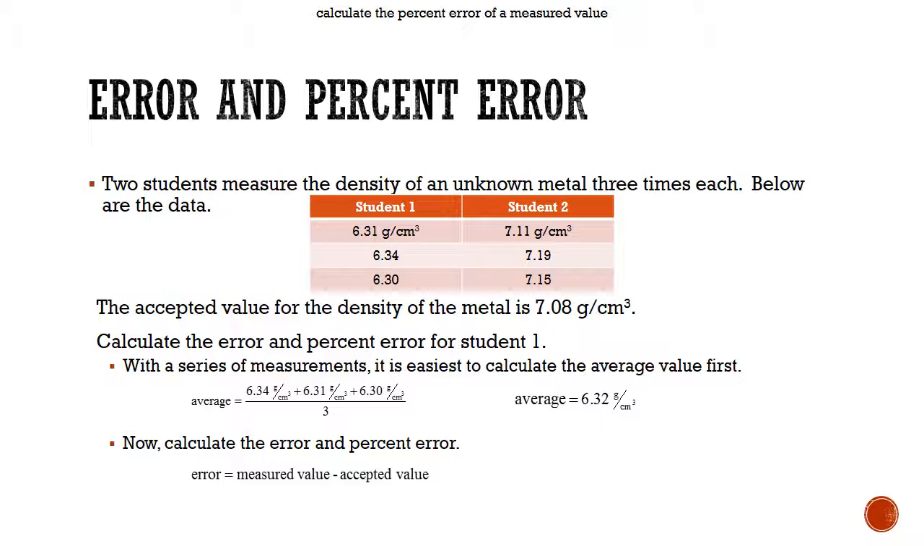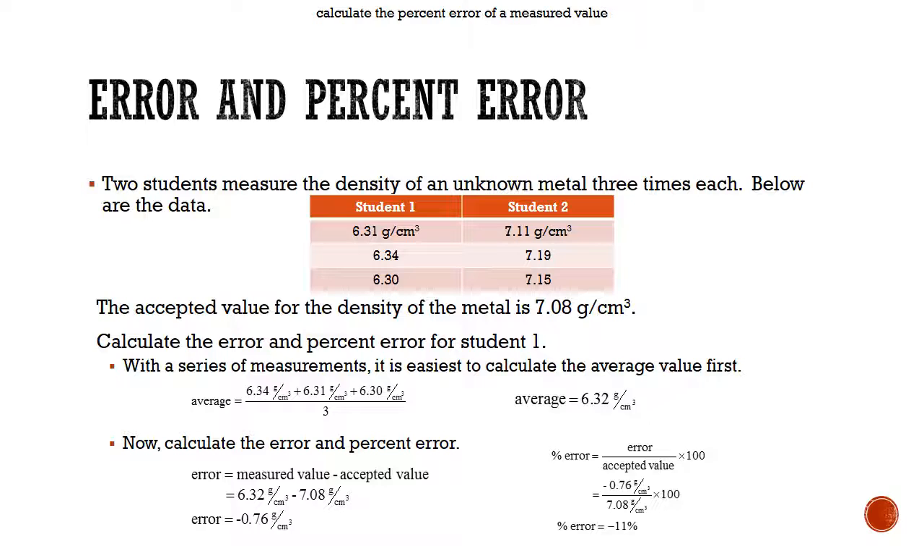So to find the error, again, just the measured value minus the accepted value. So our measured value is 6.32 grams per centimeter cubed minus the 7.08 grams per centimeter cubed, and we'll have an error of negative 0.76 grams per centimeter cubed. Again, notice it's negative because the measured value was lower than the accepted value. Now to find the percent error, we take that error divided by the accepted value from above, the 7.08 grams per centimeter cubed, and this will give you negative 11%.